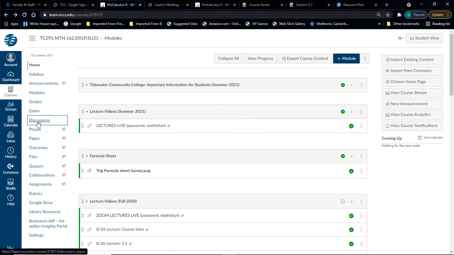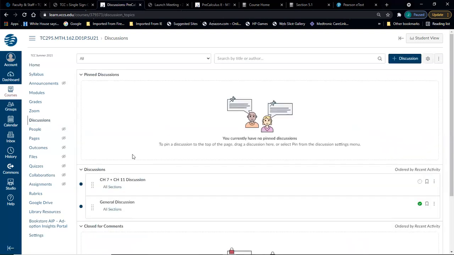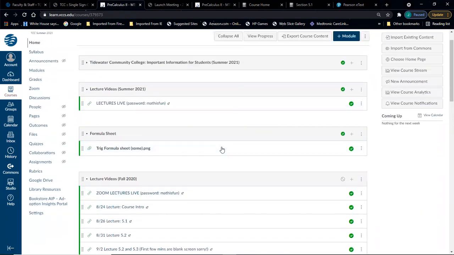There is a discussion board section here that I have as a general discussion, just if you have any course questions, random stuff. I need to edit this. I only have the chapter 7 and 11 one open, but I will have one for chapter 5, one for chapter 6, etc. But most of the time you'll be spending in this section, like we said.